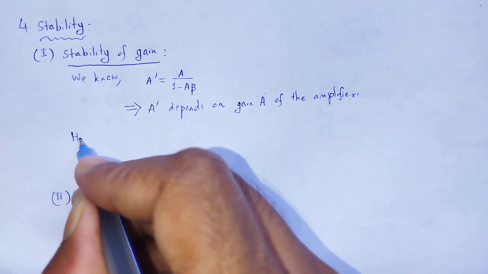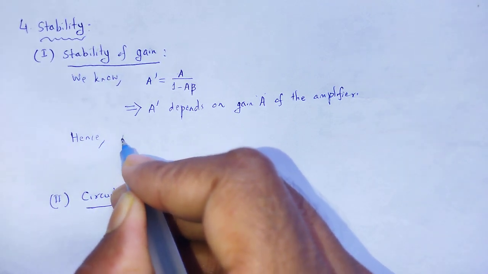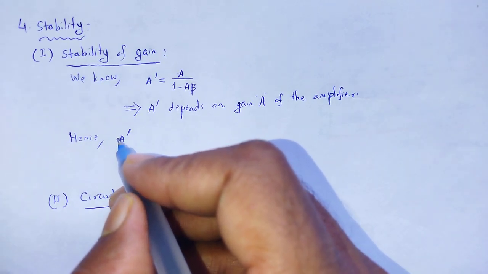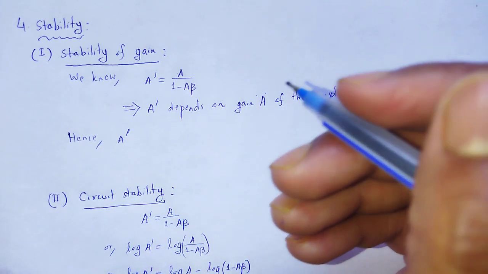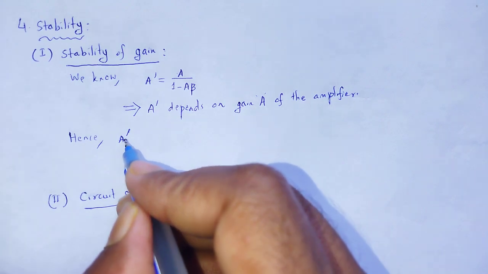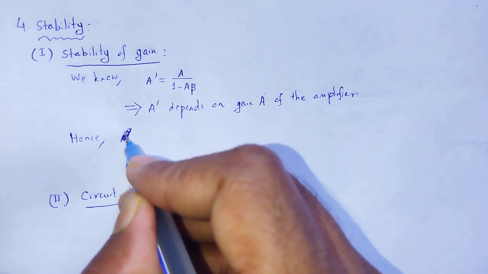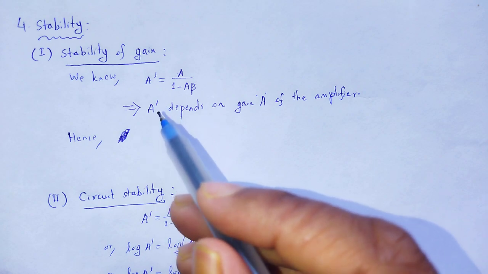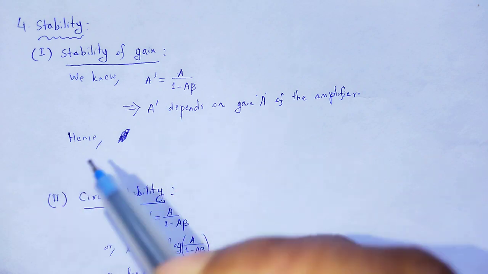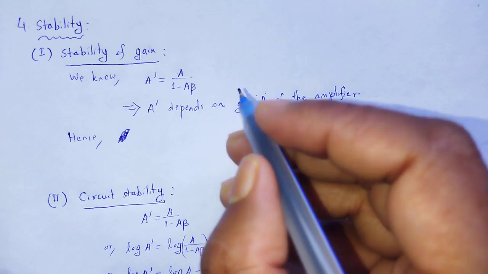Hence, A dash is dependent on transistor parameters as well as frequency. Hence, the positive feedback creates instability of the gain in the amplifier.